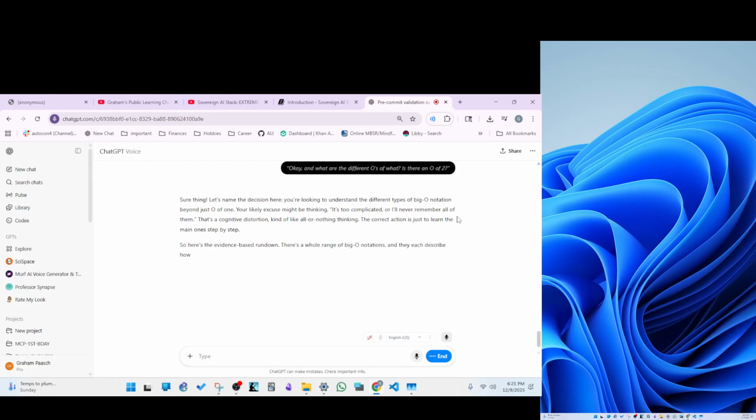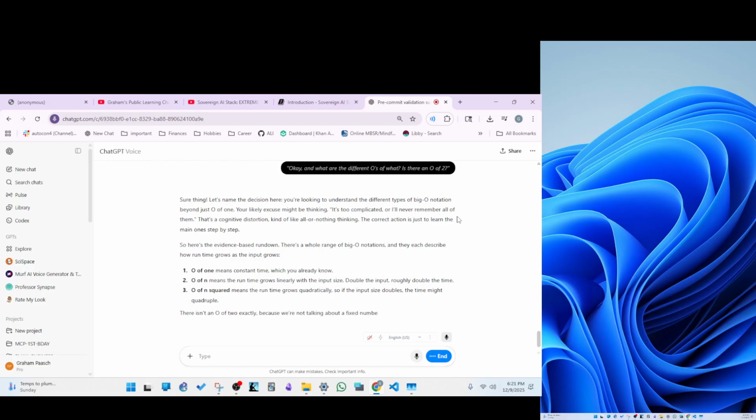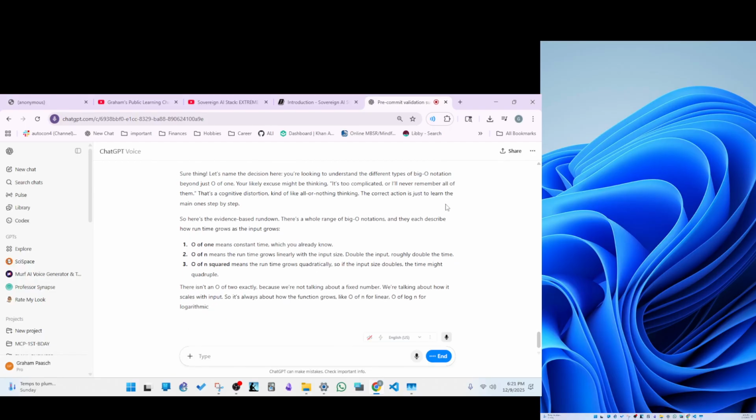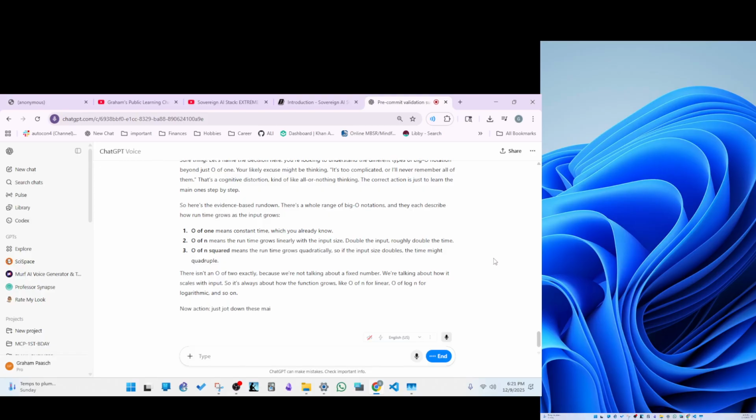There's a whole range of big O notations, and they each describe how runtime grows as the input grows. O of 1 means constant time, which you already know. O of n means the runtime grows linearly with the input size. Double the input, roughly double the time. O of n squared means the runtime grows quadratically, so if the input size doubles, the time might quadruple. There isn't an O of 2 exactly because we're not talking about a fixed number. We're talking about how it scales with input. So it's always about how the function grows, like O of n for linear, O of log n for logarithmic, and so on.